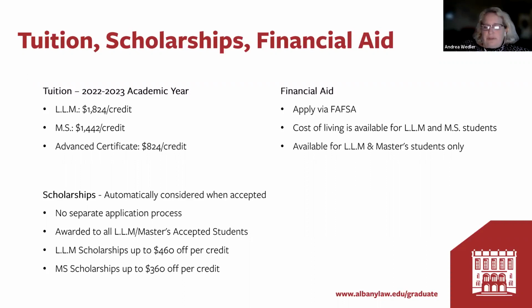That is available for the master's and LLM programs, not the certificate. You have to be enrolled in at least 4 credits in a semester to use federal loans. So that would be session 1 and session 2 combined. But it's a pretty easy process. And yeah, reach out if you have any questions. All right.